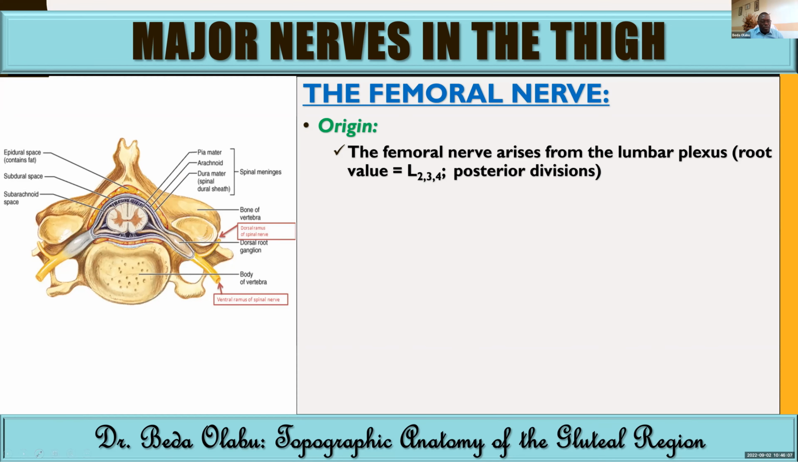Okay, let me change that point again. So this is the spinal cord. There are usually two roots. This is the anterior part, this is the posterior part. So this one here is called the ventral root of a spinal nerve. And this is called the dorsal root of a spinal nerve.